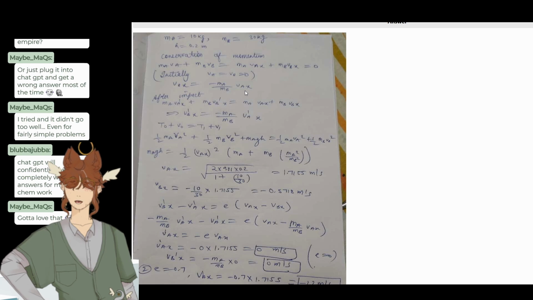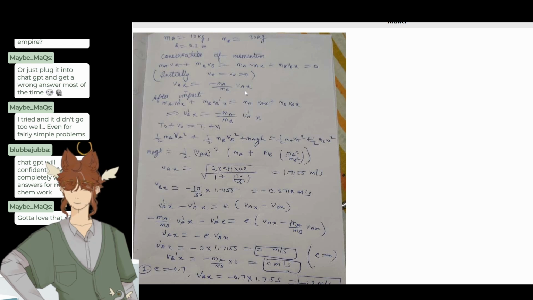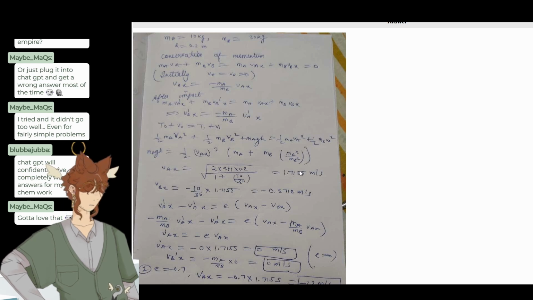Wait, what? Isn't it sliding down and hitting the thing? After impact. Sure, this is fine. I agree with this. I don't know if I agree with that. That's weird. V0 plus V0 equals T1 plus V1. Yeah. 1.7. Yeah, I got a slightly different answer than that. I mean, they use 1.81, so maybe I could get a slightly different answer than that, but that's fine.